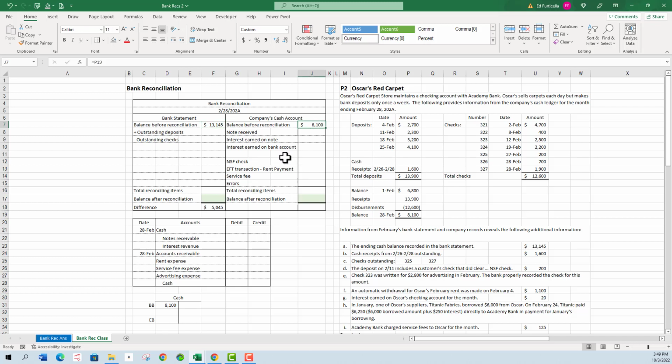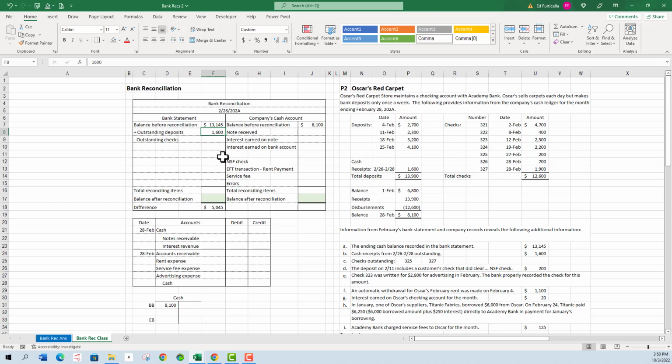Now let's look at letter B. Letter B says cash receipts from 2/26 through 2/28 are outstanding, and they total $1,600. The $1,600 of cash receipts are referred to as deposits outstanding because they are company receipts like cash and checks from customers that have been recorded by the company, but the amount will appear on its bank statement at a later date. So at this point, the bank is not aware of those deposits.